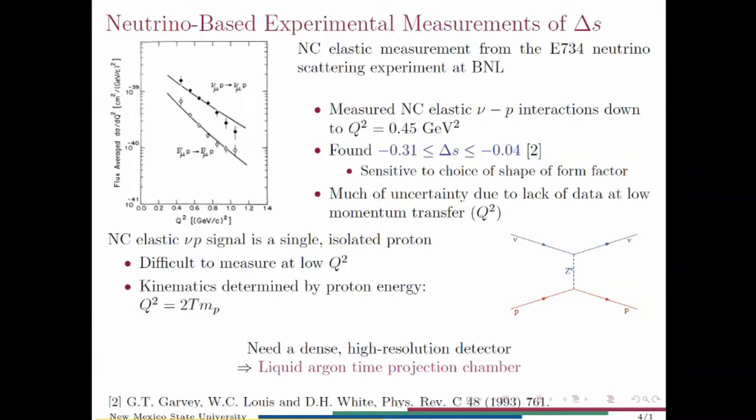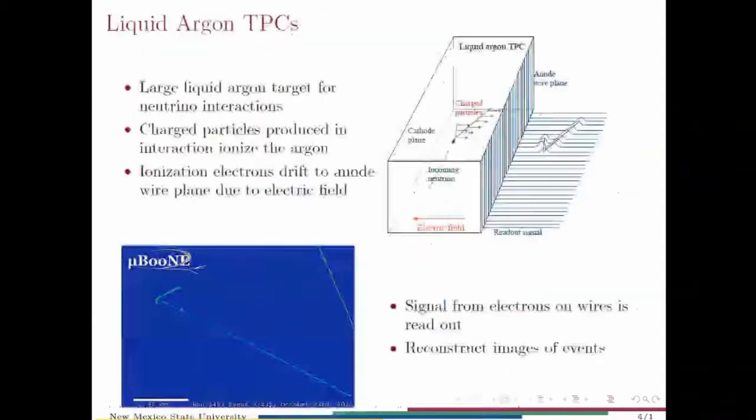So the reason this is a hard measurement is because basically you have a neutrino coming in, scattering off a proton, and the neutrino exiting. So all you have is just one short proton track. And then low q squared means low kinetic energy of the proton, so the closer you get to 0, the shorter the proton. So what you need is a really dense, high-resolution neutrino detector, and that's what liquid argon TPCs get you. So Kevin already did a nice explanation of this, but a refresher if any of you weren't here.